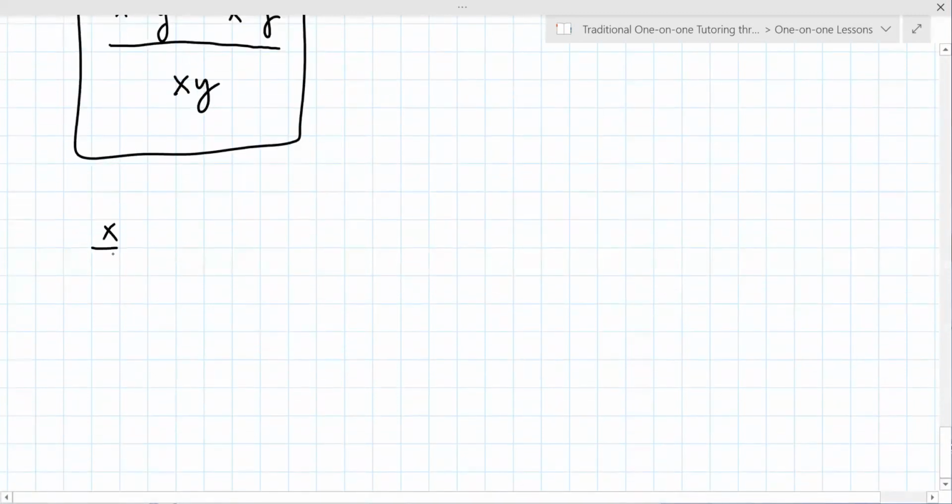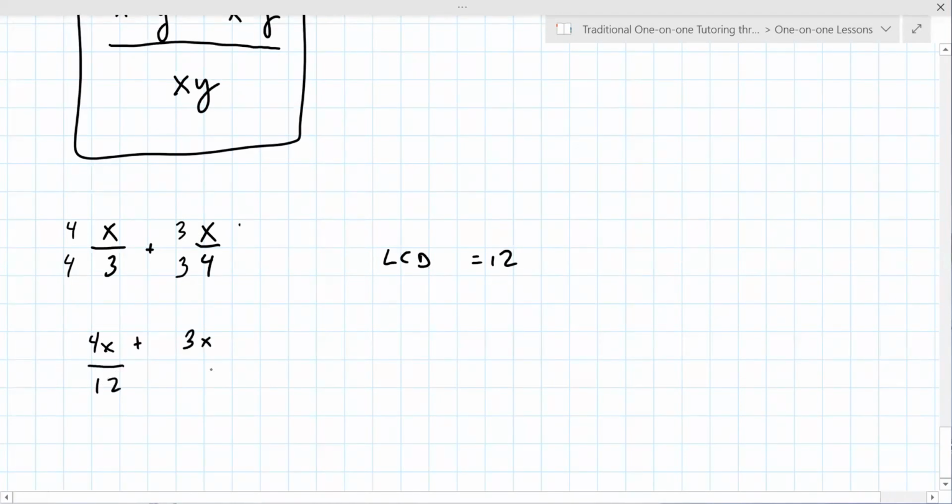Okay, now x over 3 plus x over 4. These do not have a common denominator. Your common denominator is 12. So how do you get to 12? You multiply by 4 and by 4, by 3 and by 3. 4x up top, 3x up top, 12 and 12. So that becomes 7x over 12. Got it.